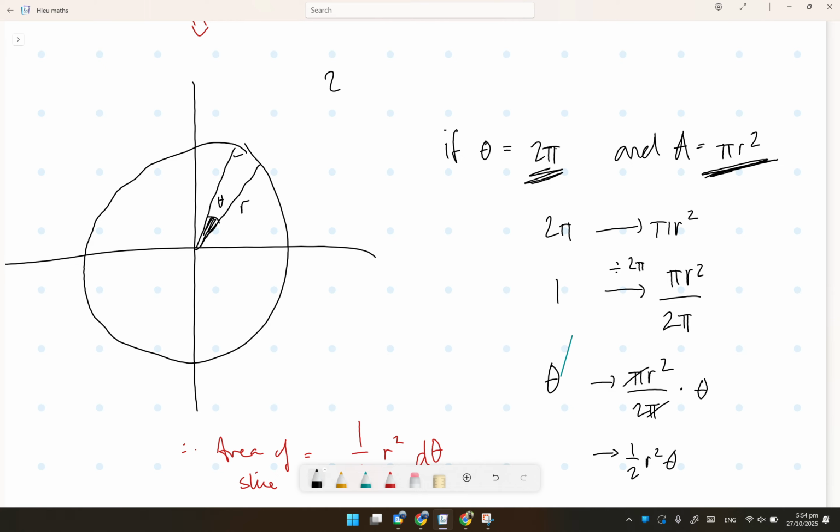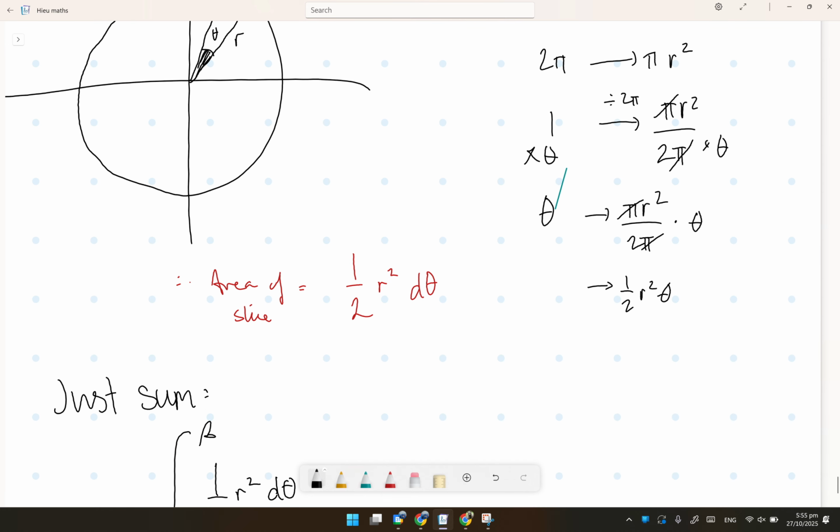So if we use an equation, 2 pi on one side and pi r squared on the other, and we divide both sides by 2 pi, pi r squared over 2 pi cancels to r squared over 2. Because we divided by 2 pi, we multiply by theta on this side. So the area is equal to r squared over 2 times theta. That is the equation of the area dependent on the angle for any circle.